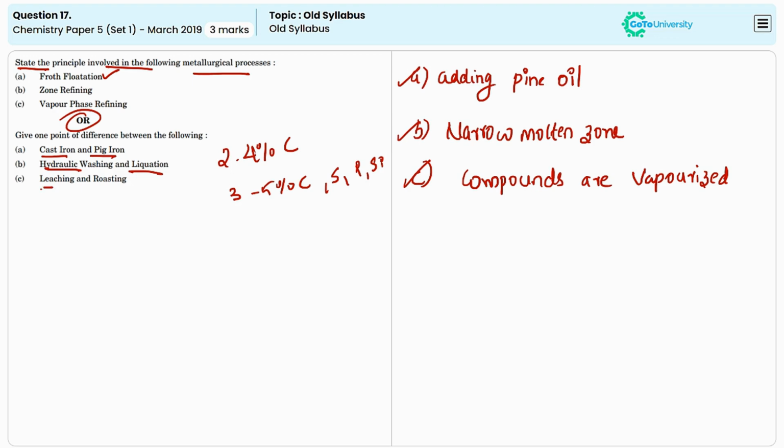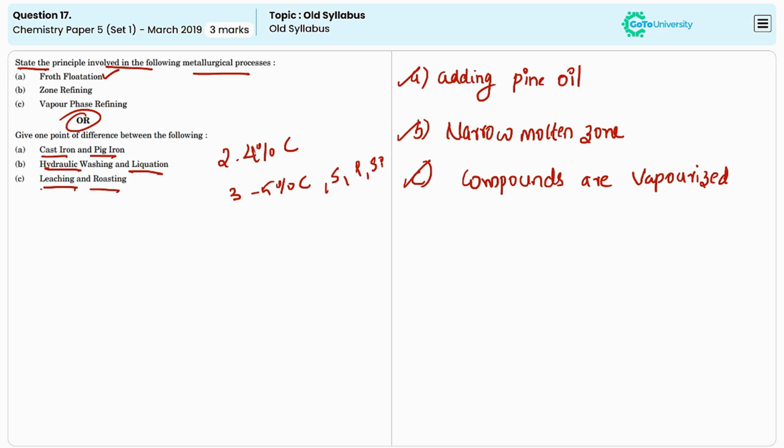And the last one is to differentiate between leaching and roasting. Leaching is a chemical process used to extract metals from ores by dissolving them in a solvent like acids or bases. It is used for ores that are difficult to concentrate by other methods, such as alumina in the Bayer process or gold in cyanide leaching.